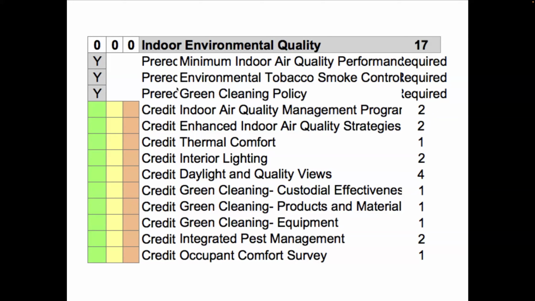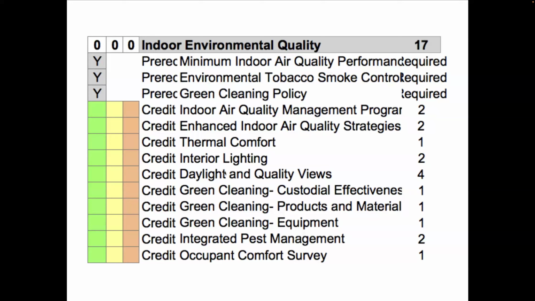And if you do smoke, it has to be within 25 meters away from any occupied space. And then have a green cleaning policy again. So what kind of products, what kind of equipment you use, and how you do things. Again, this is all prerequisites. Then you have management programs, strategies, thermal comfort, interior lighting.